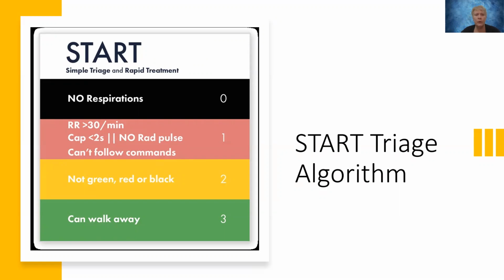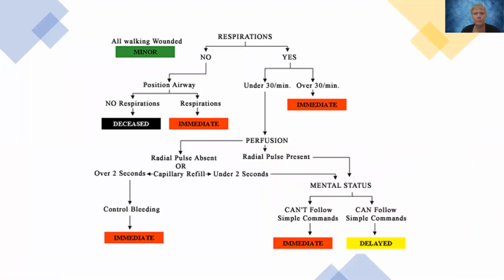So this one talks about, I'll go to the next slide because it's a little bit easier to understand than this one, but you're going to use black, red, yellow, or green tags as you systematically go through and look at your individuals and assess them very quickly to cover as many people as you can.